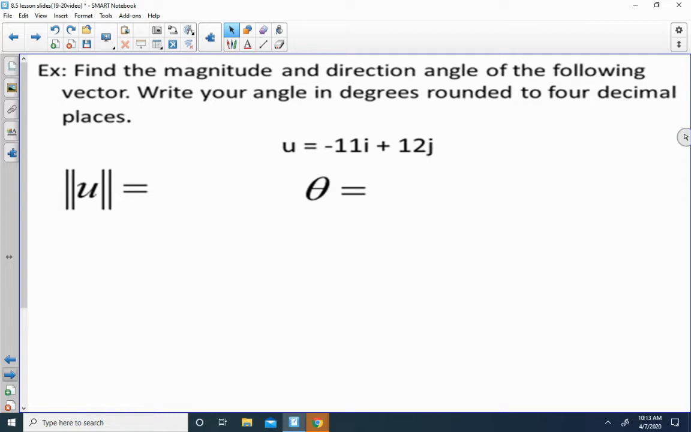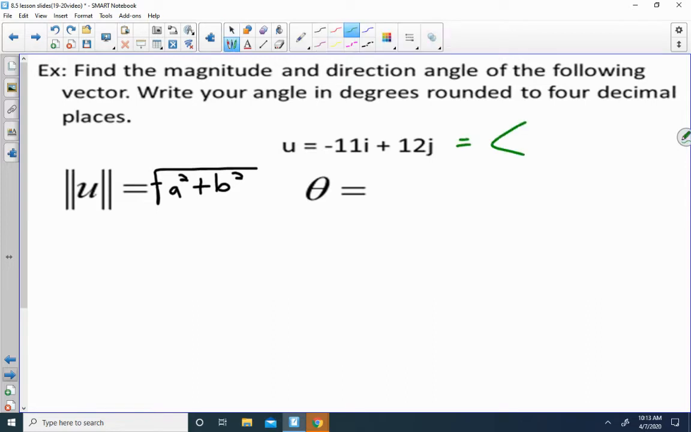So now let's try this example. Find the magnitude and direction angle of the following vector, angle in degrees, round to 4 decimal places. So let's first find the magnitude of u, which we know the formula is the square root of a squared plus b squared. Well, let's first find what a and b is. And of course, as you guys know, to find a and b, just take negative 11 and 12, and that's your component form, just like that. So in other words, the negative 11 is your a, and the 12 is your b.